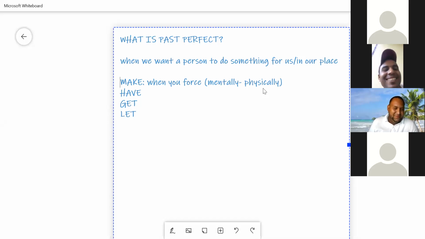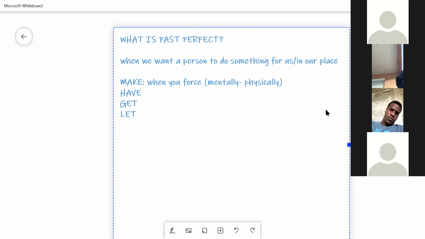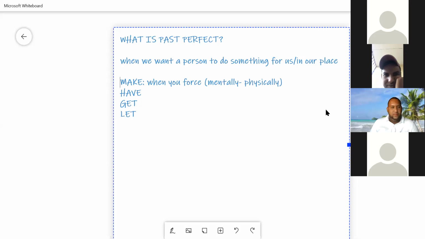So I made my sister wash the dishes. You know why? Because I knew something about her. I knew a secret, and she knew that she was going to get into trouble if I said it. So you know what? I forced her mentally. It's when you know secrets from a person, you can force people to do things that you want. So that's right.